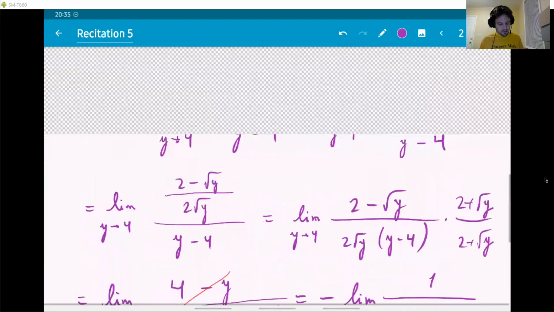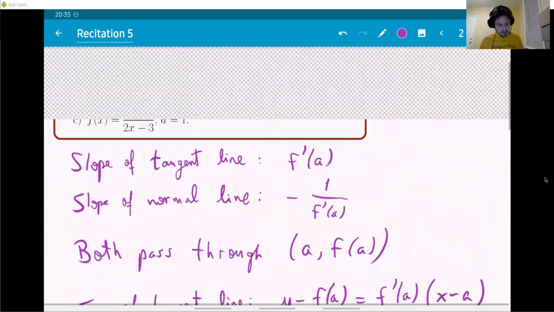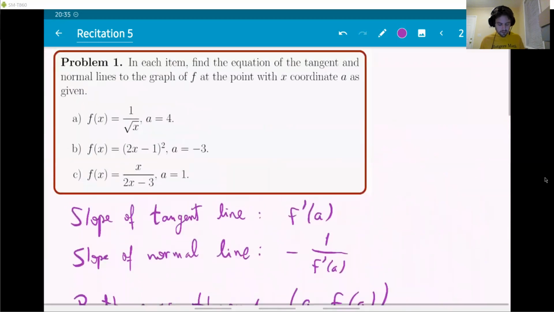Scrolling back up. Both of these problems, the other items will be the same. I'm going to do B here. You have 2x minus 1 squared, that's the function. And a is minus 3.